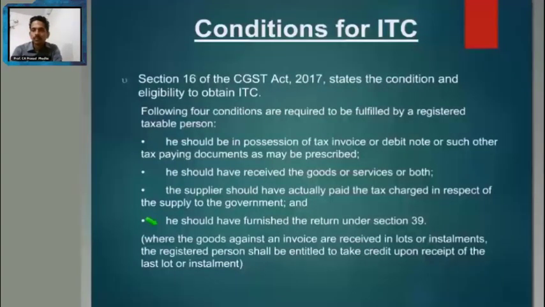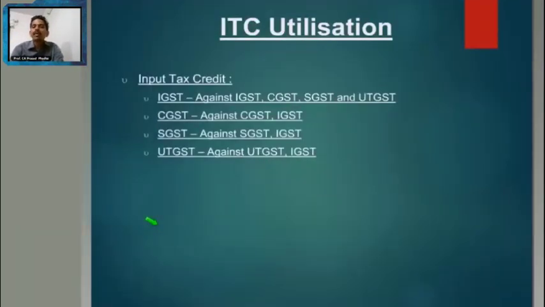Next is that the supplier should have actually paid the tax charged in respect of the supply to the government. So let us say A is supplying goods to me, so I am supposed to pay him. He's supposed to provide me goods and services, and then most importantly, A is supposed to pay the taxes to the government. If A has failed to make the payment, then the ITC will be in a problem. Finally, he should have furnished the return. So he should show that as an output tax liability, and secondly, I should show that as an input tax credit. If both the figures match with each other, then ITC is available to be taken.